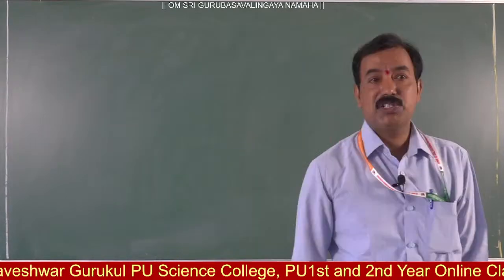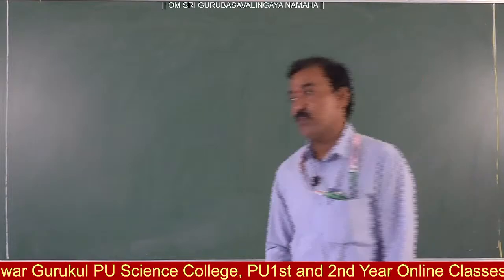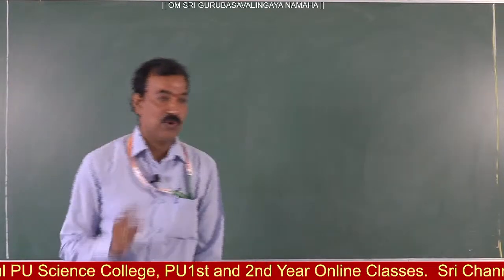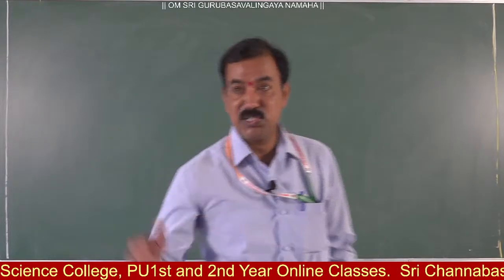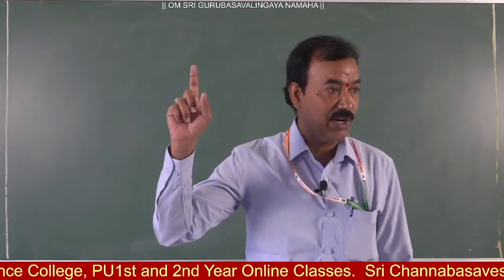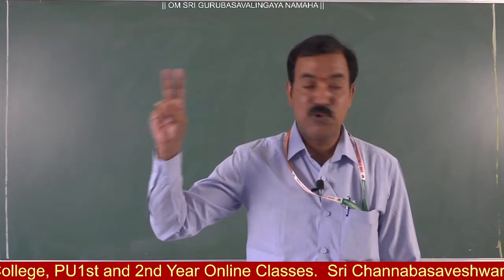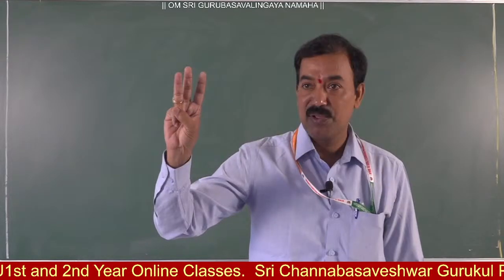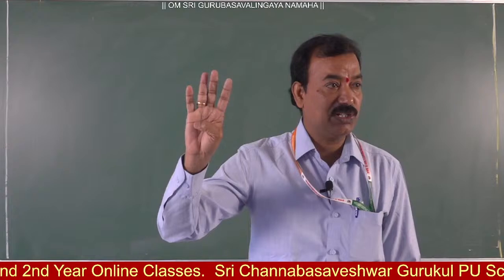Yesterday we discussed the emission of electrons. How many types are there? Four types. The first one is thermionic emission. The second one is photoelectric emission. The third one is field emission. The fourth one is secondary emission.